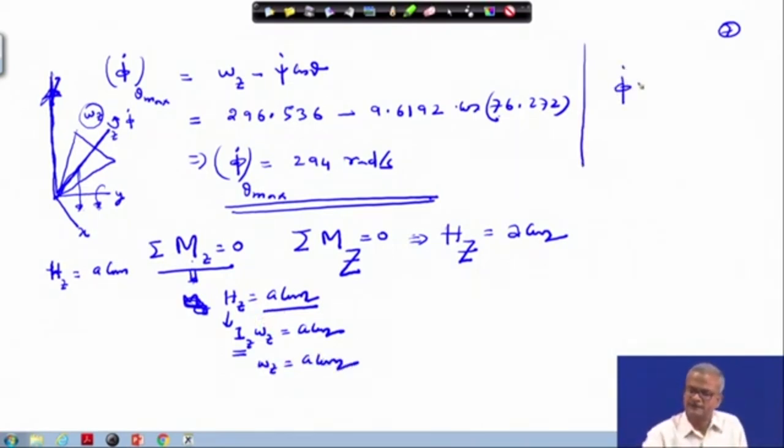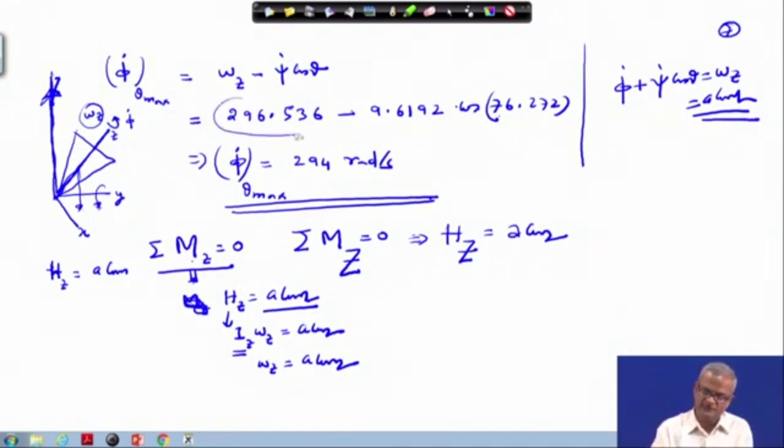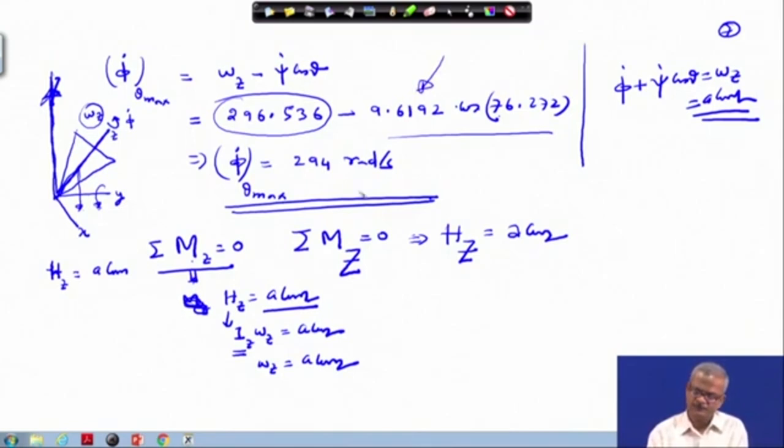If you remember that phi dot plus psi dot cos theta, which was written as omega z, was a constant. Okay. So, therefore, omega z we have calculated right in the beginning, and that quantity was 296.536. So, from there we subtract this corresponding value, psi dot we have just computed on the previous page. So, this gives us 294 radian per second. This is the maximum spin rate here, spinning of the top while theta equals maximum. Okay. And one last question is there.